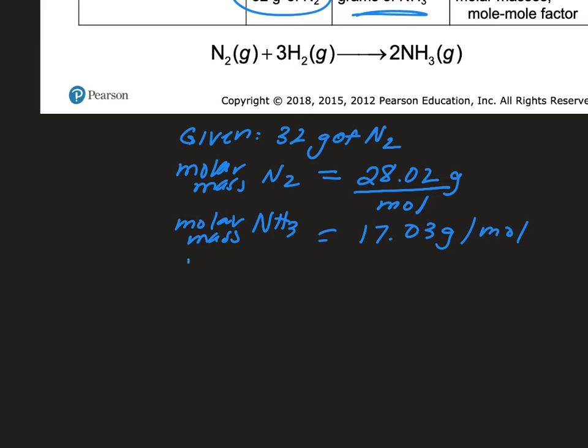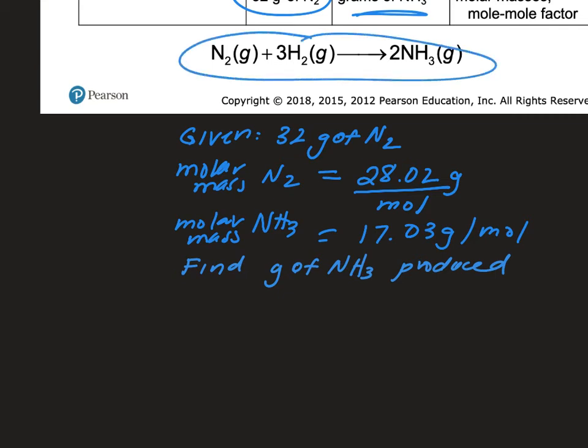Alright, so now I'm going to take all of this information and use it to find the grams of ammonia produced. Well, we start with 32 grams of nitrogen. When we look at this equation, it's giving us the ratio of moles. So what we need to do is take this mass and convert it to moles. We can't just use that mass and the coefficients to determine the mass of ammonia produced. We have to use the moles and the molar mass.